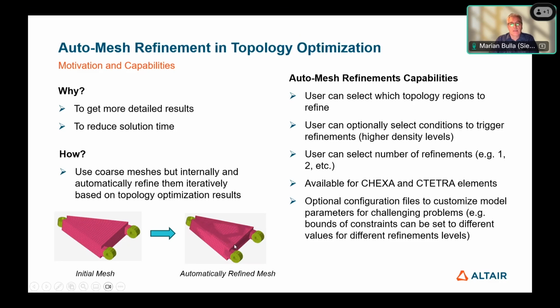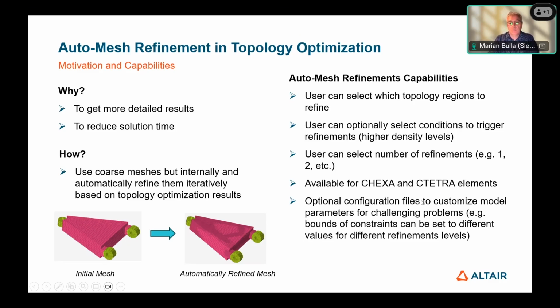This is done in a kind of continuous approach during one simulation. The user can select which topology regions have to be refined. The user can see optically the selected conditions to trigger refinement. The user can select the number of refinements, 1 or 2 or more available. For now there is a limitation to 3D elements only, so hexas and tetras. The next one will come in the near future. This is really, really fresh, and you have to do some things.